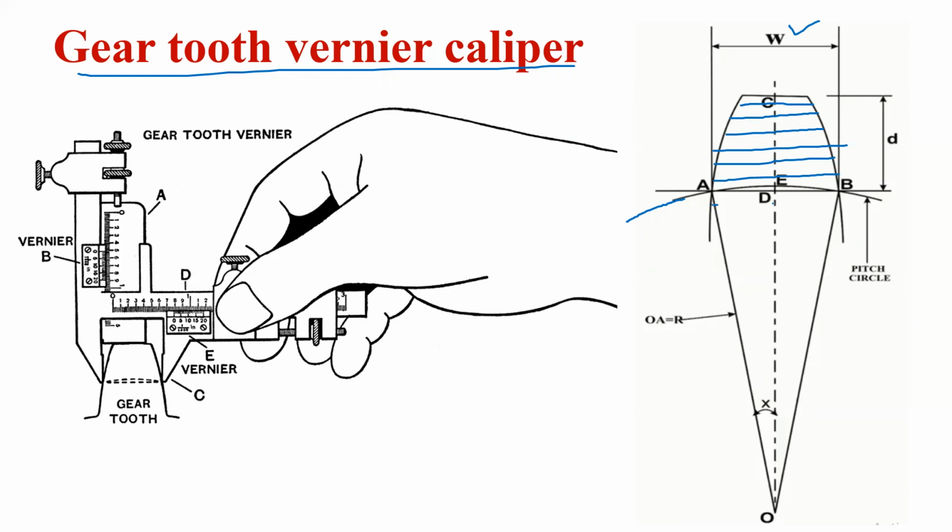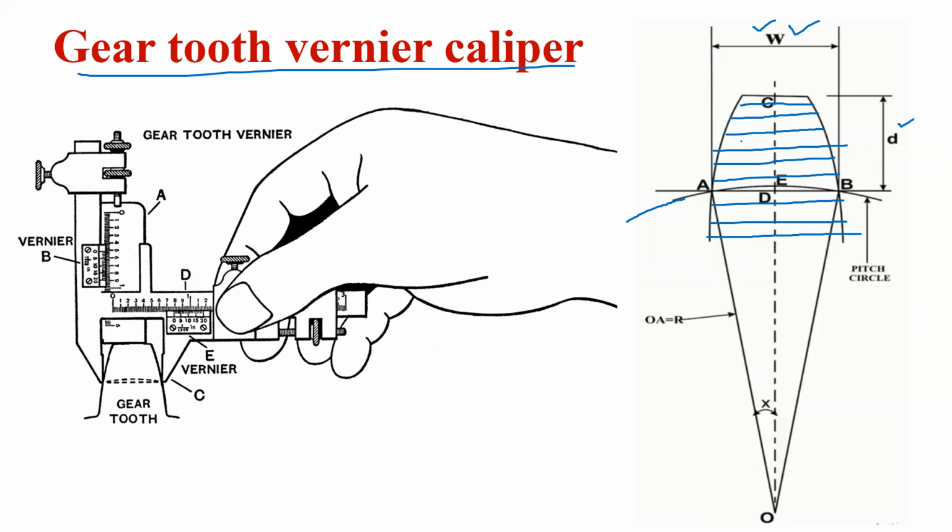From the top of the tooth to the bottom of the tooth, this thickness is changing. And we need to measure this thickness at a depth D. That means the width and the depth change from location to location. So we need an instrument which can handle both W and D measurements.